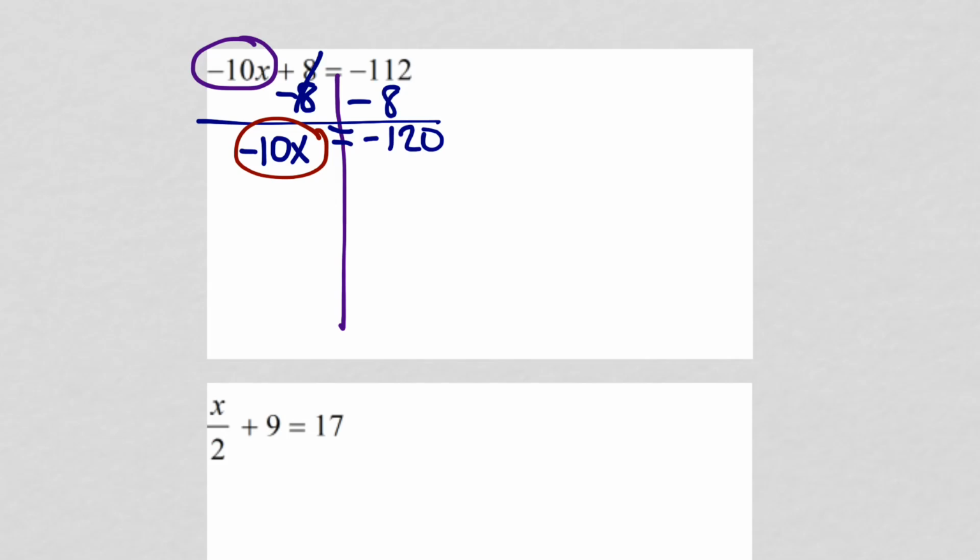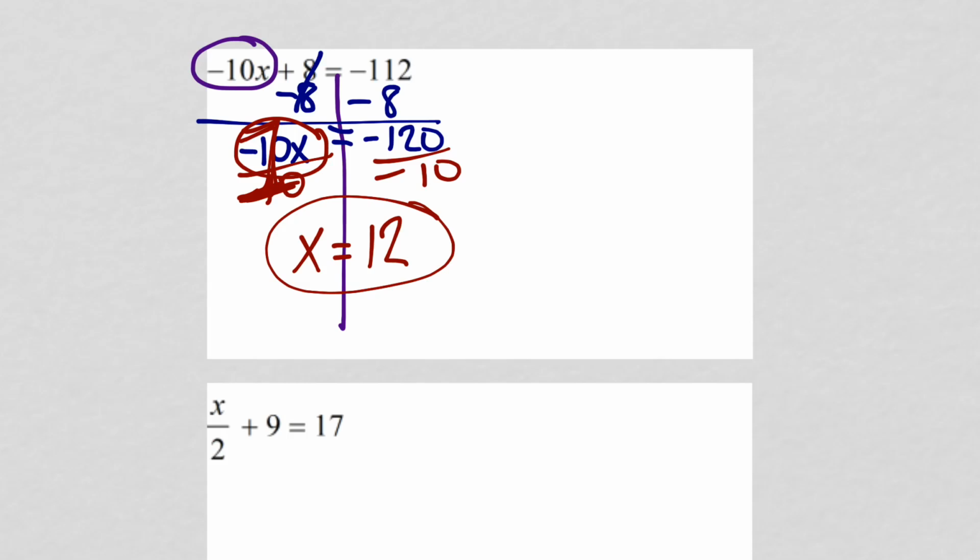I'm going to go right back, circling what I'm solving for. How do I undo a negative 10 times x? It's inside the circle, so I know it has to be multiply or divide. So I'm going to divide by negative 10, and I do that on both sides. Negative 10 divided by negative 10 makes that a positive 1, which is what I'm looking for. So I'm left with 1x. Negative 120 divided by negative 10 is a positive 12. And that is my answer.